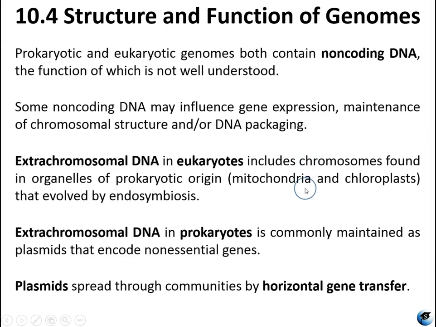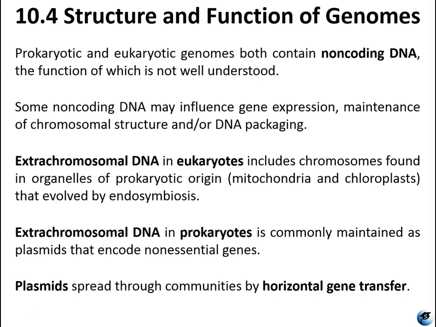In eukaryotes, this is DNA in mitochondria and chloroplasts, which makes sense if you remember that those organelles are most likely of prokaryotic origin. So if you remember a couple of lessons ago, we talked about how mitochondria may have been first incorporated into eukaryotic cells via endocytosis.